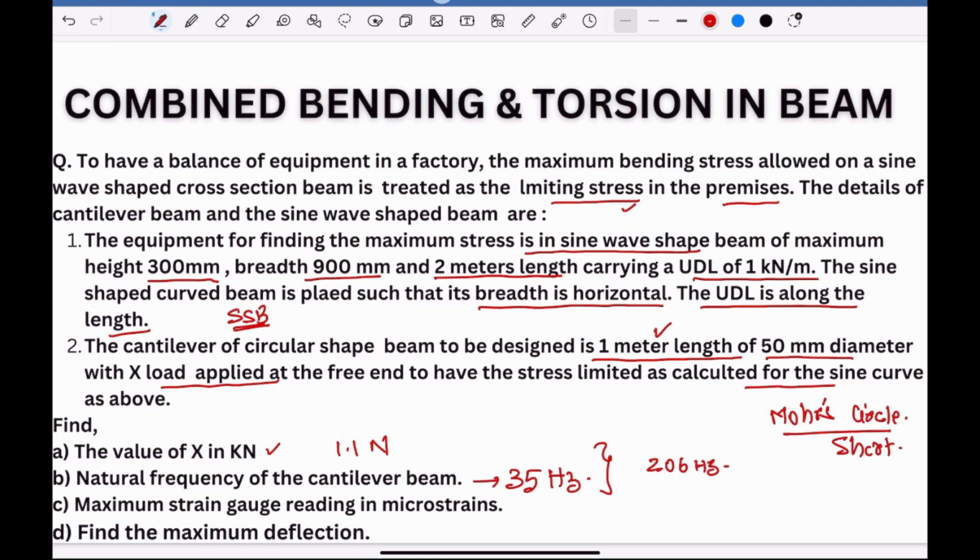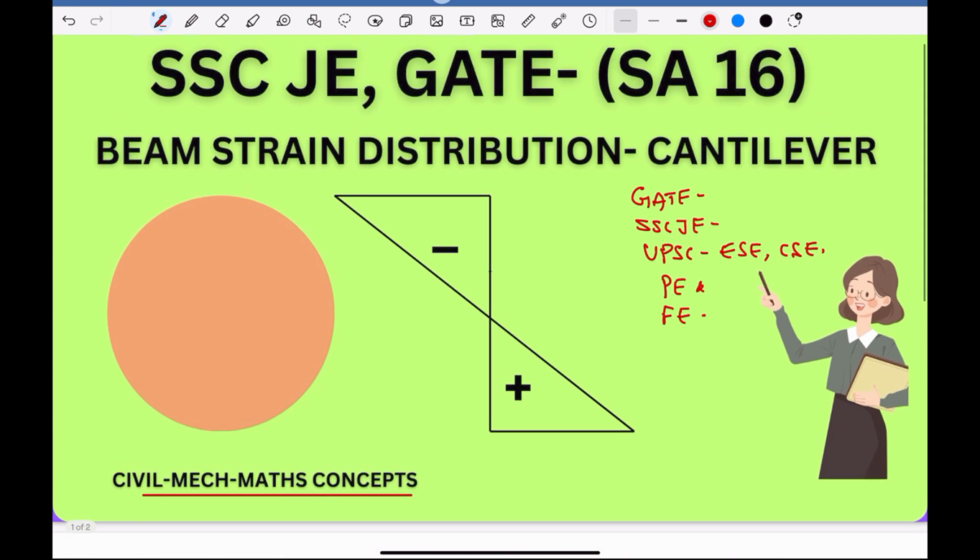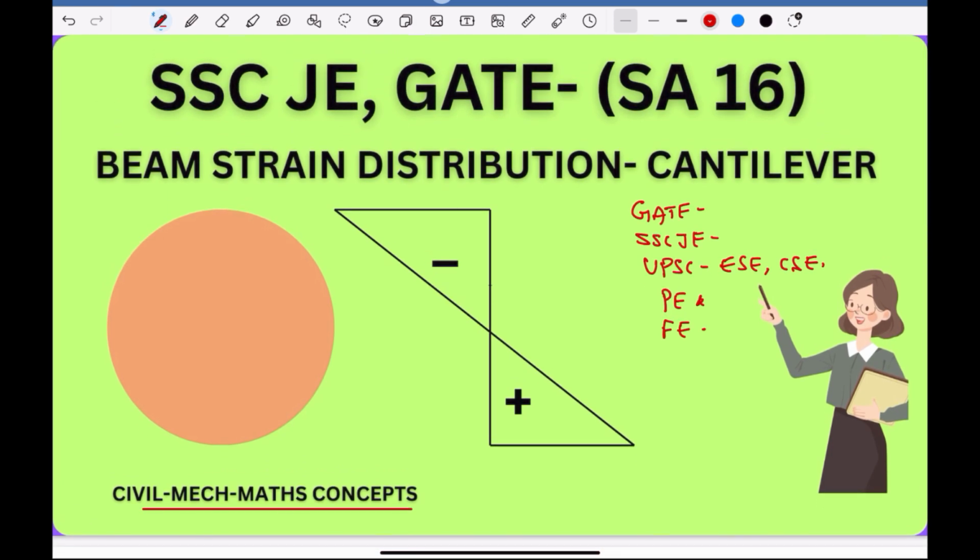In this lecture, we will be solving question number C: what will be the maximum strain gauge reading in microstrains? To find the maximum strain gauge reading, we have to know the place where the maximum strain takes place, and we have to know the distribution of the strain in the beam cross section. We have to know about the strain diagram. For that, I have shown in the first page, this is the strain diagram.